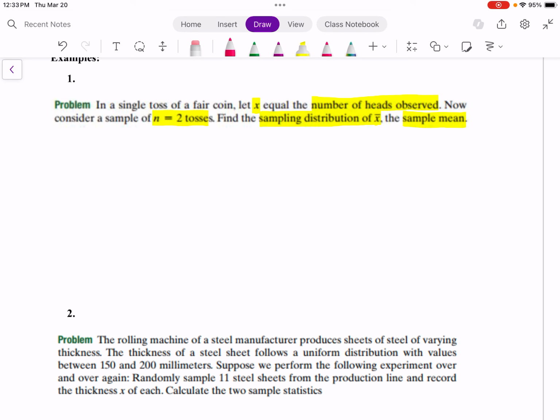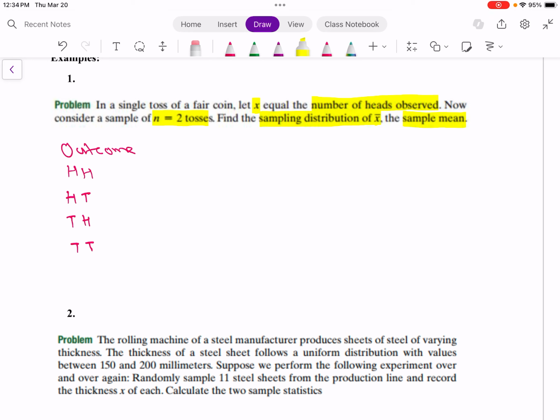Okay, so now let's make a table. We have an experiment of tossing a coin, right? We are tossing a coin twice. Now what are the outcomes here? Let's make a list of outcomes for this experiment. When we have two tosses, what are the outcomes we will get? We might get head, head. We might get head, tail, or tail, head, or tail, tail.